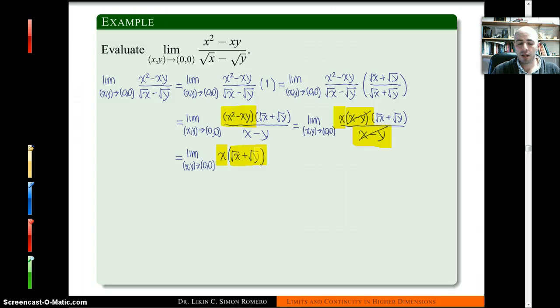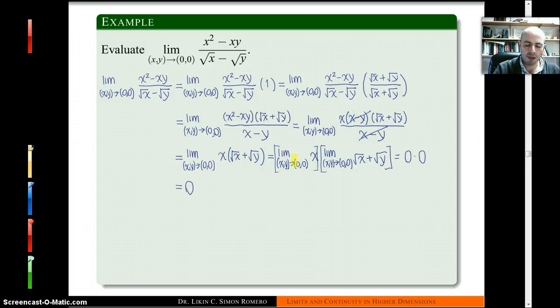So finally we can use our limit laws. The limit of the product is the product of the limits, and each one of these limits gives you equal to 0, so the total limit is equal to 0.